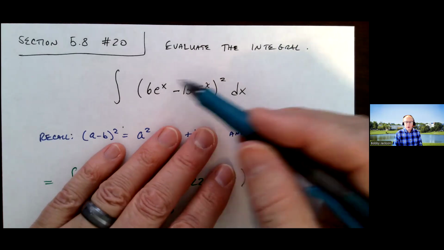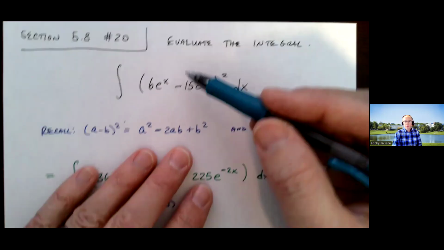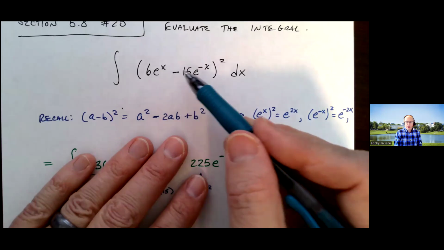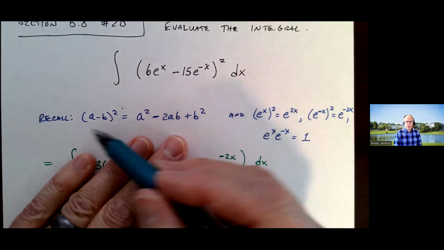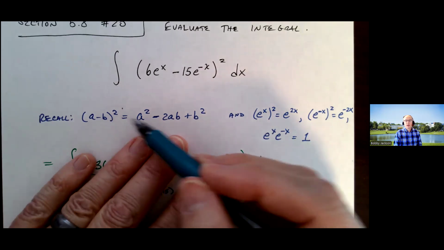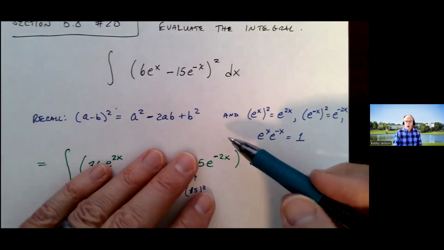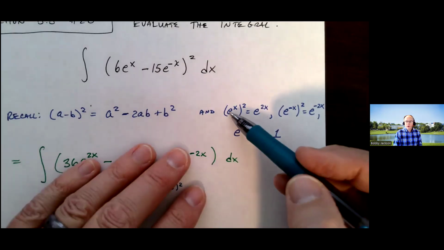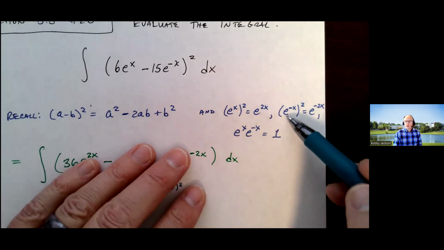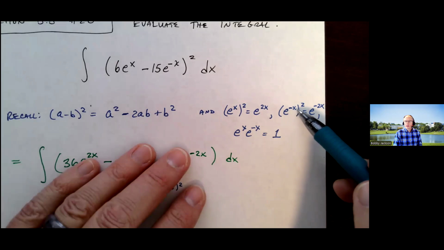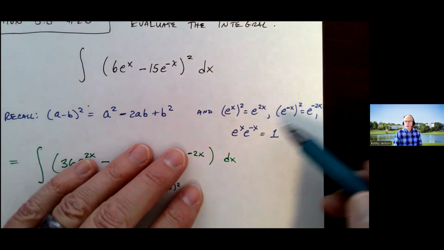Well, I would go ahead and expand this out. If you recall, if I have a minus b squared, that's going to be a squared minus 2ab plus b squared. A minus b times a minus b, FOIL that out. Also note that if I square e to the x, we multiply the exponents, I'll get e to the 2x. Similarly, if I square e to the negative x, I'll get e to the negative 2x.